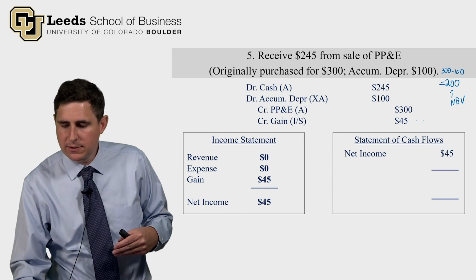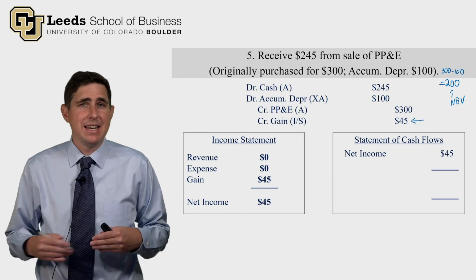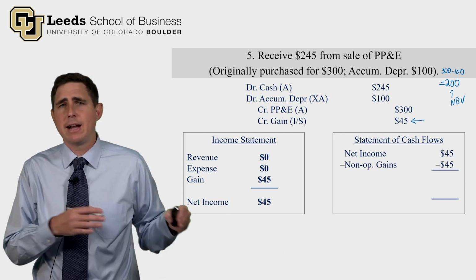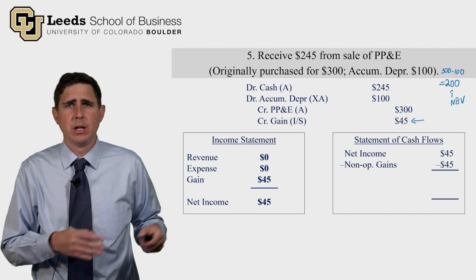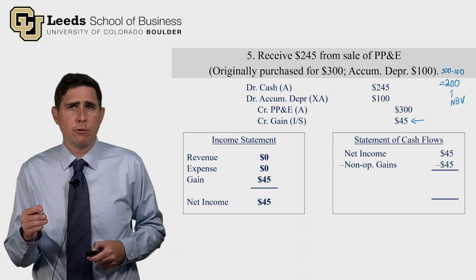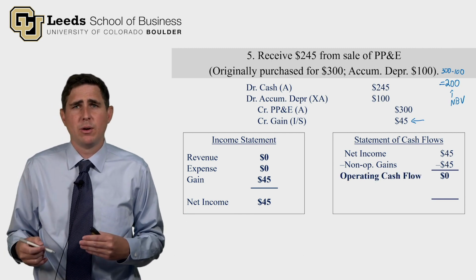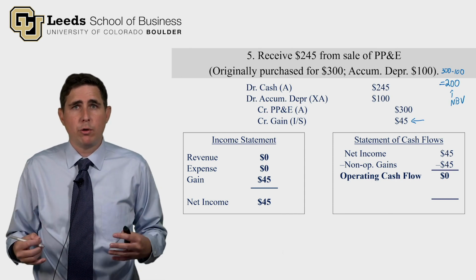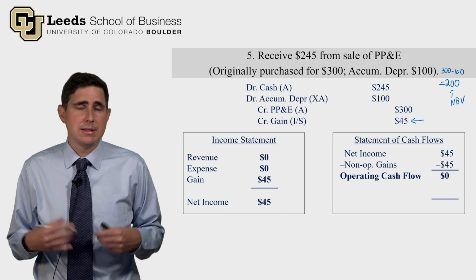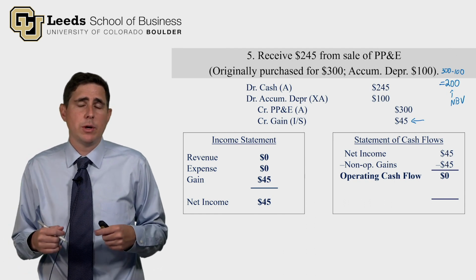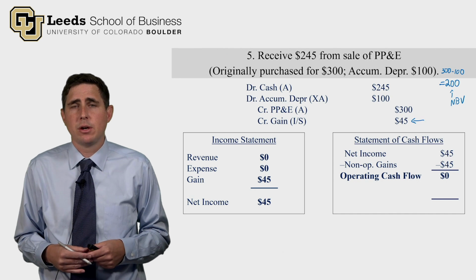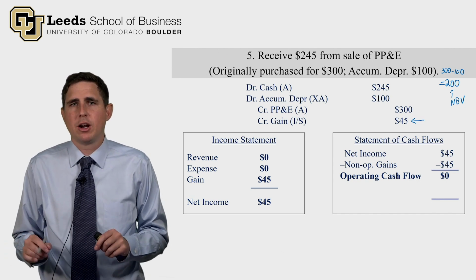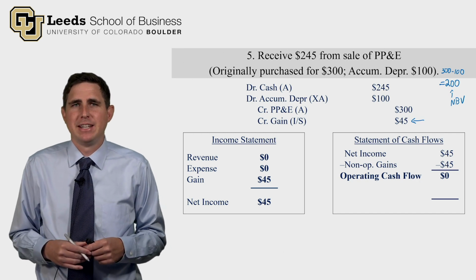Well, that's what this is. This $45 is a non-operating gain. It's not an operating activity. So we need to subtract it out. We need to take it out of net income to convert net income of positive $45 to operating cash flow of 0. This activity, number 5, received $245 from the sale of PP&E. This is not an operating activity, and so it should not have an effect on operating cash flow, and it doesn't. So operating cash flow is 0.